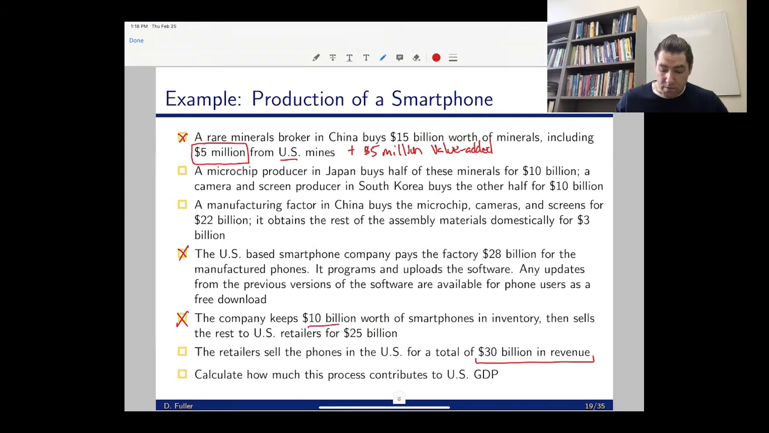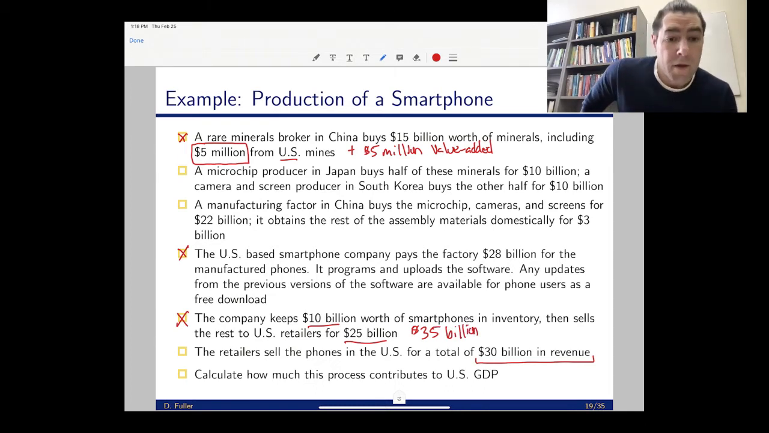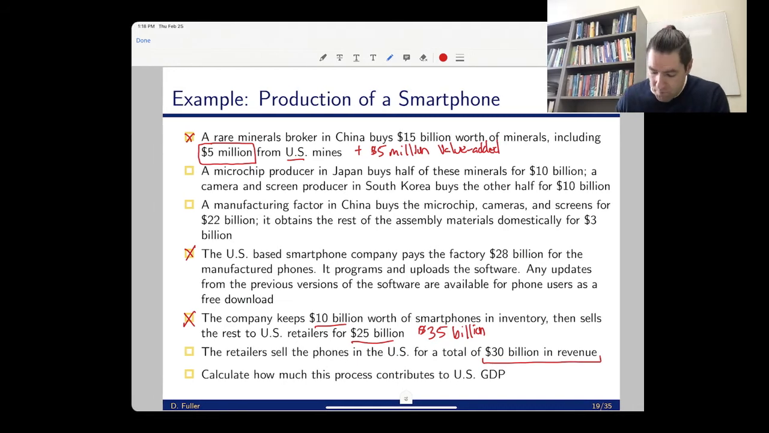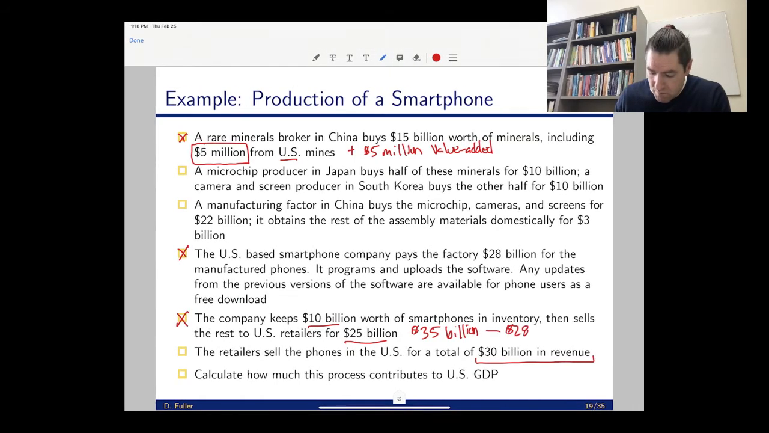So notice the total amount here that's produced is $35 billion. Okay, so is that all value added? The answer is no. Only $7 billion of that was value added, because they bought the smartphones from the factory for $28 billion, right? So they added $7 billion in value.